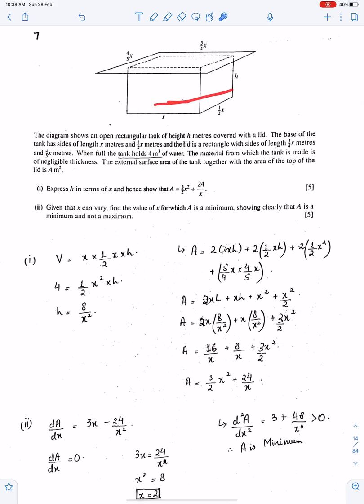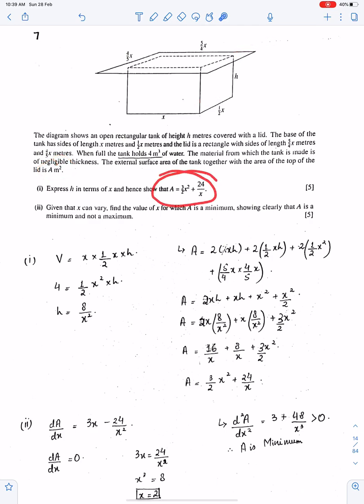This is the open cuboid, whereas this is the lid on this open cuboid. The diagram shows an open rectangular tank of height h covered with a lid, this one. The base of the tank has sides this and this, and the dimensions of the lid are this and this. When full, the tank holds 4 meter cube of water. We will use this information to make h the subject. The material from which the tank is made is of negligible thickness. The external surface area is A, meaning the surface area of this and this.